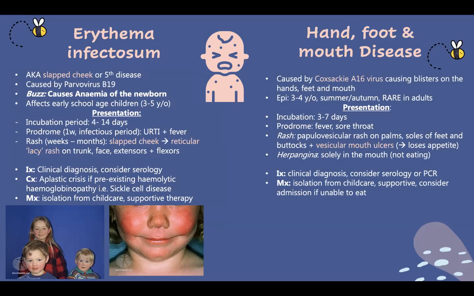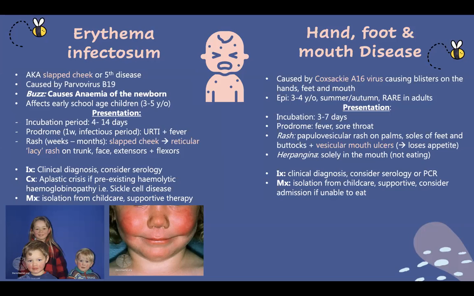Okay, hand, foot, and mouth disease. It's caused by a family of enteroviruses, most commonly Coxsackie A16 virus. And as you would have guessed, blisters on the hands, feet, and mouth. Typically in 3 to 4 year olds, in summer and autumn. It's very rare to have this in adults, but that's also because a lot of people have it during childhood. So you have this prodromal period of a fever and a sore throat before breaking out into this rash on your hands and your feet.